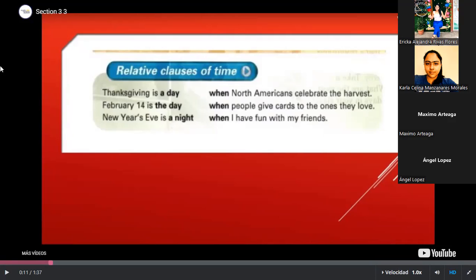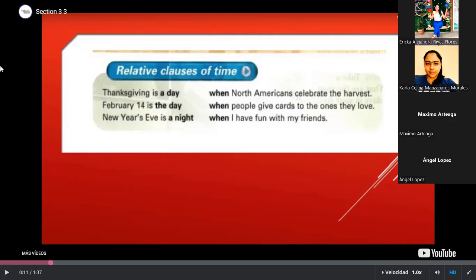Thanksgiving, el día de Acción de Gracias. Correcto. El día de Acción de Gracias es un día. Hasta ahí nosotros estamos informando algo, ¿sí? Estamos diciendo que el día de Acción de Gracias es un día. Esta sería una oración independiente.